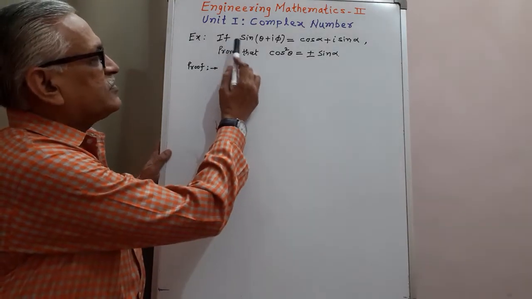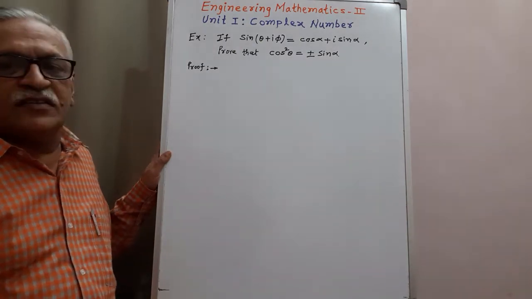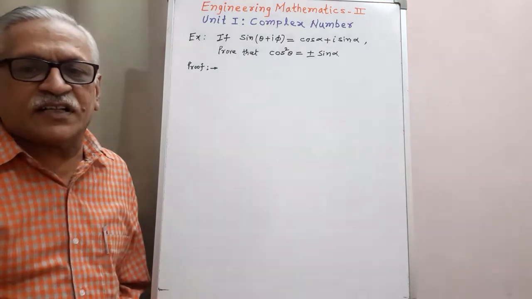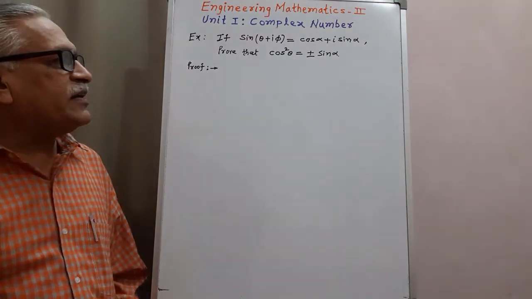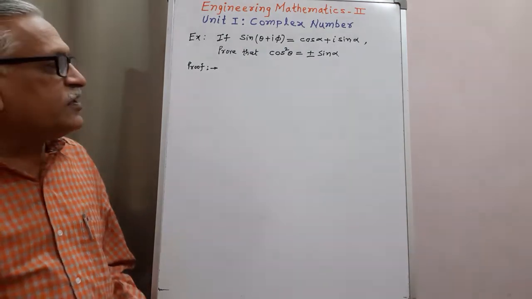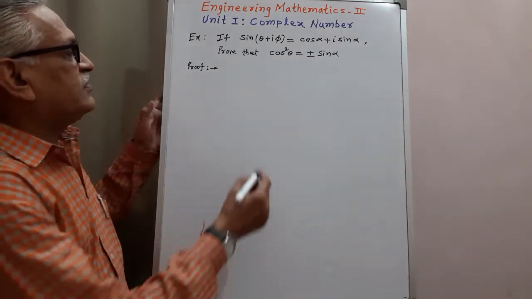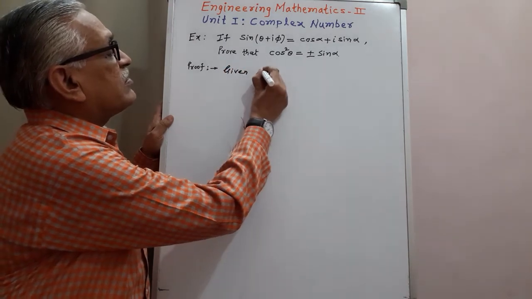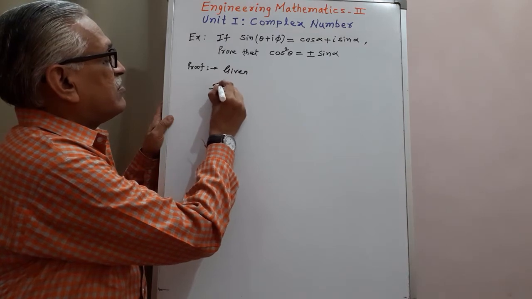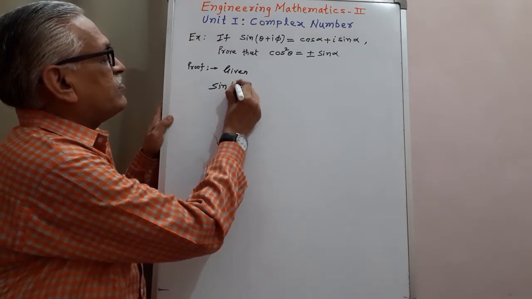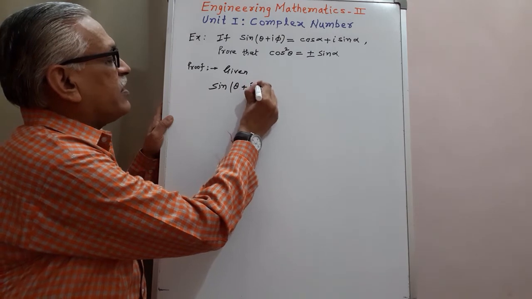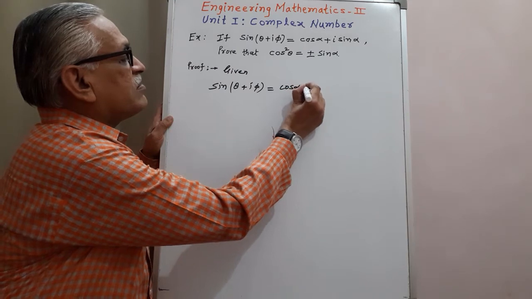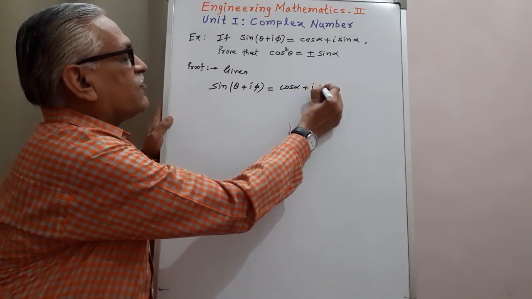Example: if sin(θ + iφ) = cos α + i sin α, then prove that cos²θ = ± sin α. And to prove this, we take the help of the given information. Here given is sin(θ + iφ) = cos α + i sin α.